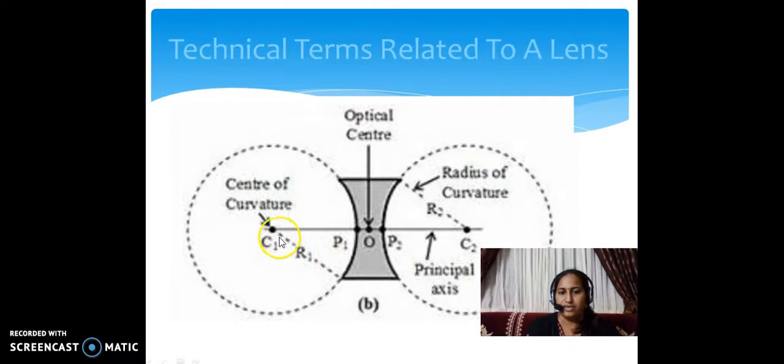Next is the center of curvature. We know that the lens has two curved surfaces which are trimmed to form the curved surface on either side of the lens, and the distance from the center of the circle to the surface of the lens, we call it the center of curvature, and the distance between them, we call the radius of curvature.